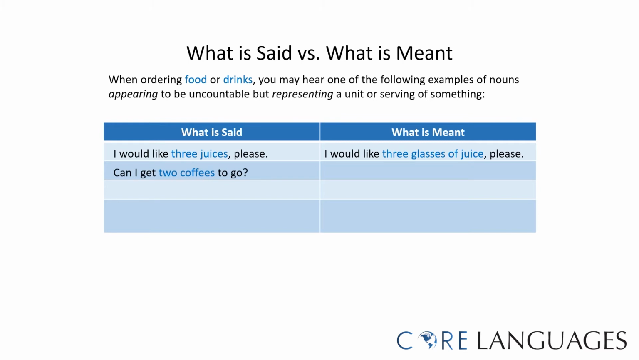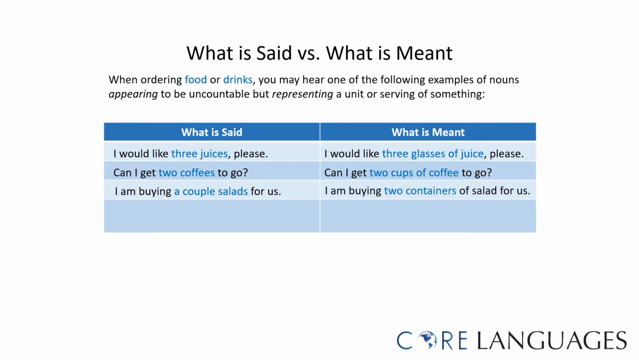Someone might say, can I get 2 coffees to go? What is meant is, can I get 2 cups of coffee to go? One might say, I am buying a couple salads for us. But what is meant is, I am buying 2 containers of salad for us, or 2 bowls of salad for us.